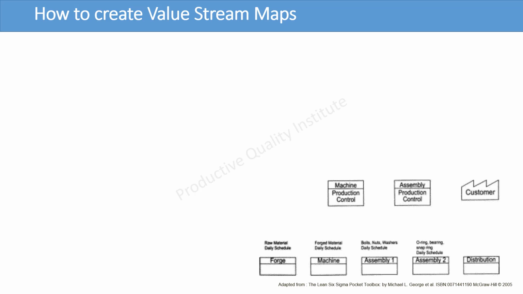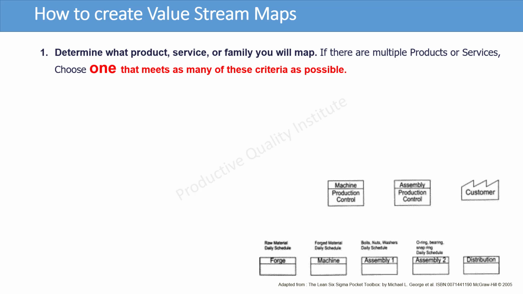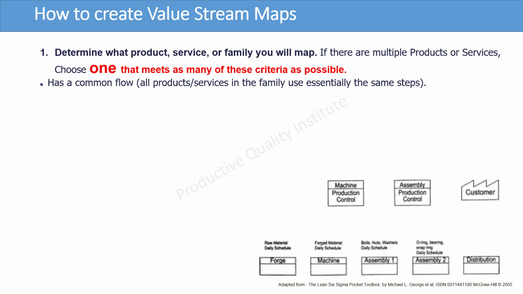To create value stream maps, we will follow these steps. 1. Determine what product, service, or family you will map. If there are multiple products or services, choose one that meets as many of these criteria as possible. Has a common flow, all products or services in the family use essentially the same steps.